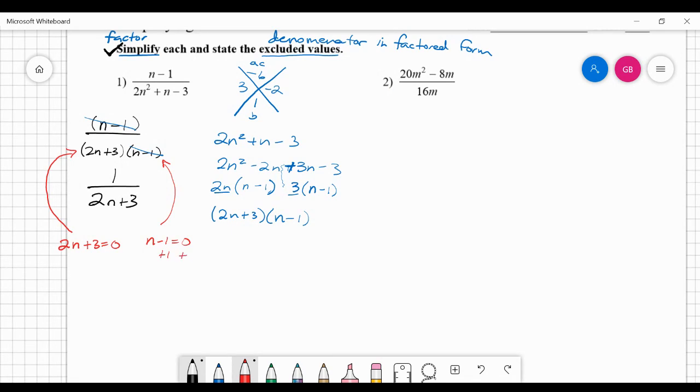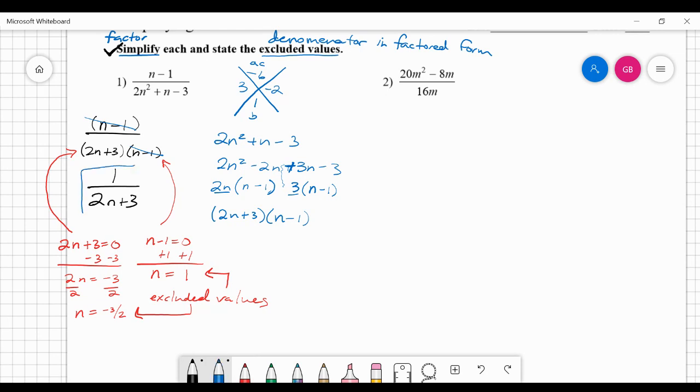So I'm going to add 1 to both sides. So n is equal to 1. Over here, we're going to subtract 3 from both sides, and then divide both sides by 2. So n is equal to -3/2. So these are the excluded values. n is equal to 1 and n is equal to -3/2 are your excluded values. 1 over 2n plus 3 is your simplified form.